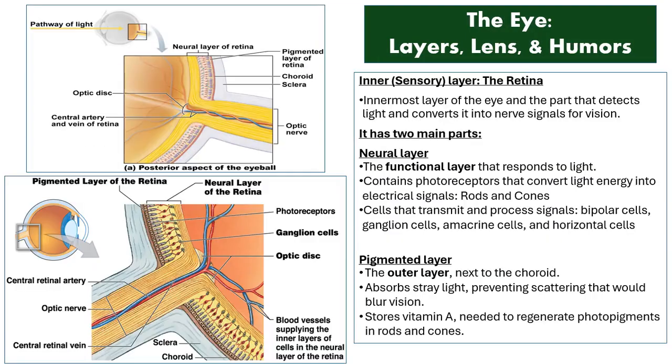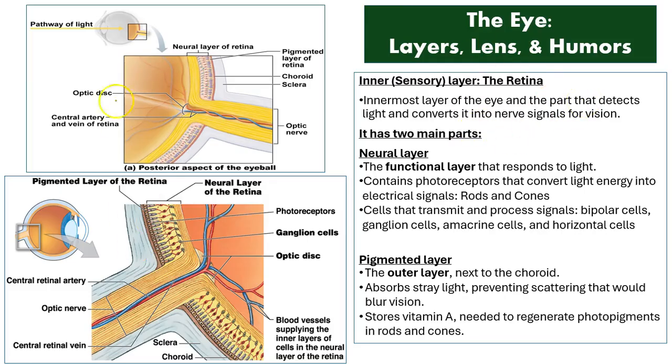Folks, we made it to the inner sensory layer, also called the retinal layer. And again, this is the innermost layer of the eye. And this is going to be the part that detects light and converts it into that nerve signal so that we can have sight. You can also just say the retina is where light becomes vision. Okay, something if you want to simplify it.